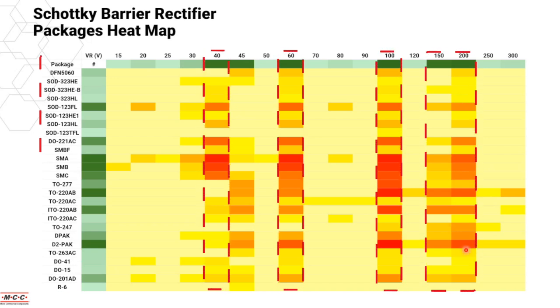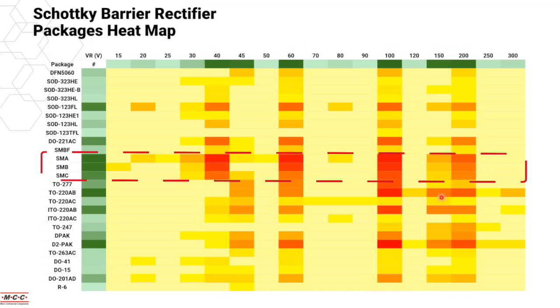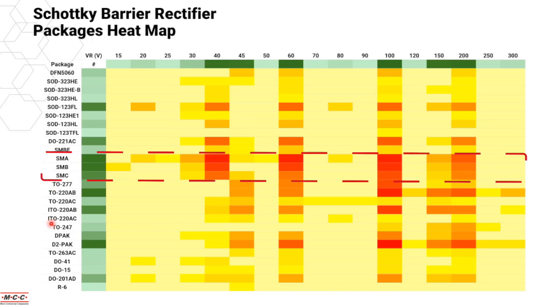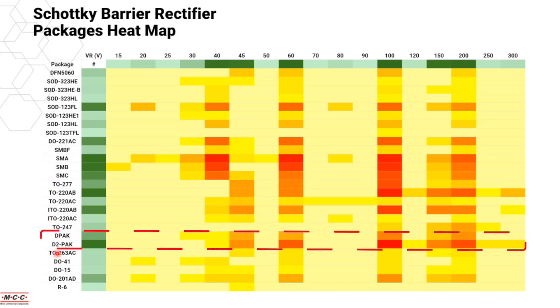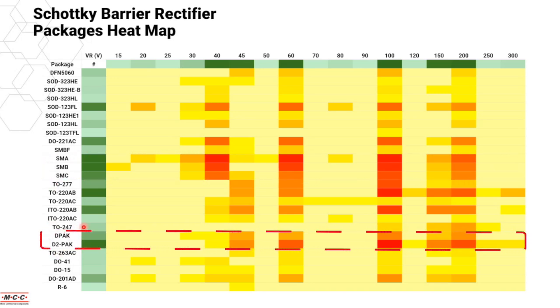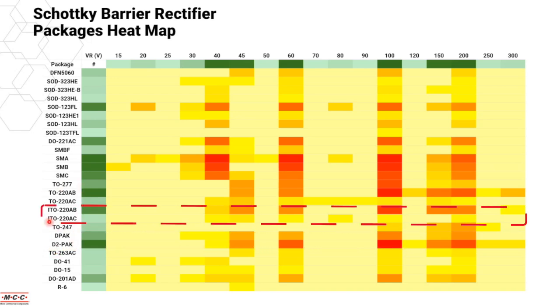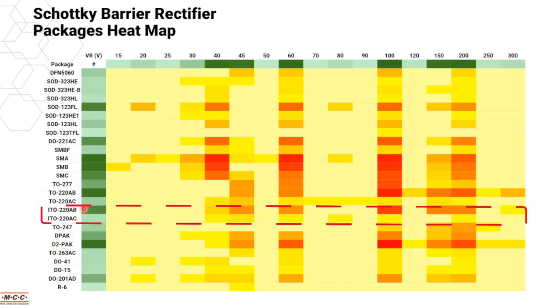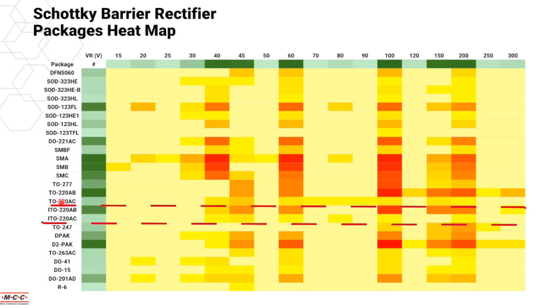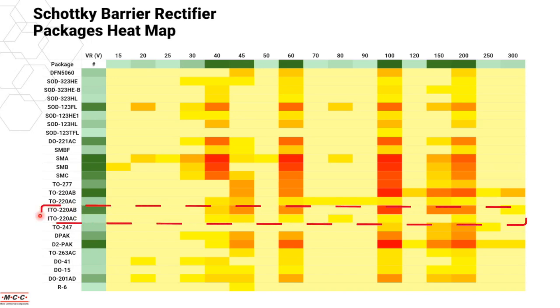Here we have varieties of options available in packages such as SMA, SMB, SMC, and there are standard industrial packages such as D-pack as well as D2-pack, and the through hole packages, TO220, as well as the isolated full pack versions of TO220 as well.